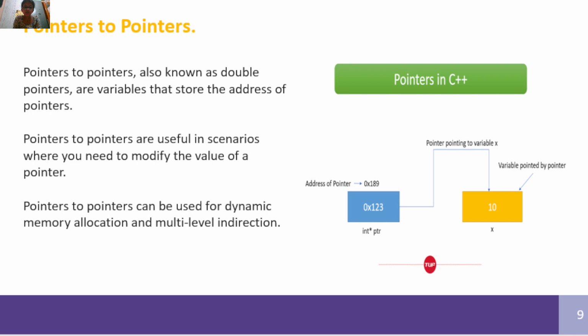Next we have pointers to pointers. Pointers to pointers, also known as double pointers, are variables which store the address of other pointers. Pointers to pointers are useful in scenarios where you need to modify the value of a pointer. They can be useful in dynamic memory allocation and multi-level indirection.